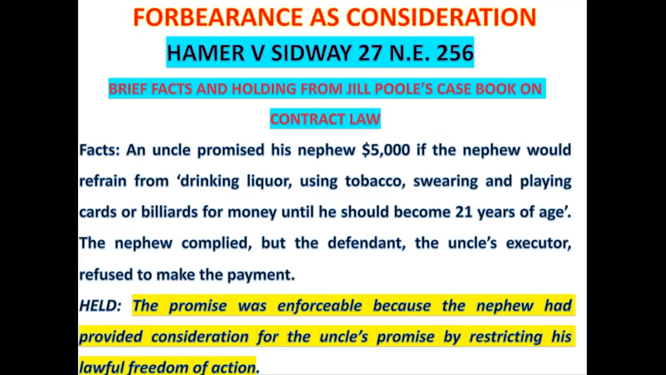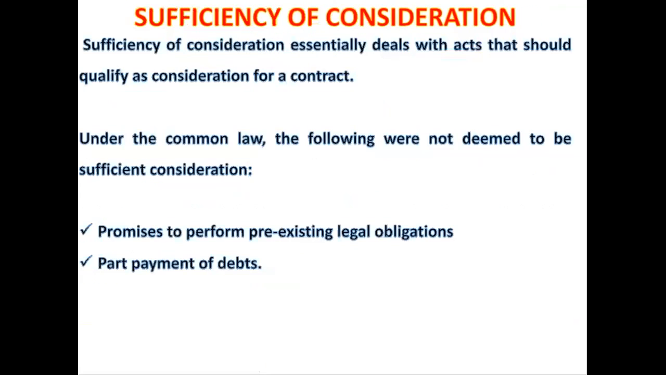The court held that the promise was enforceable because the nephew had provided consideration for the uncle's promise by restricting his lawful freedom of action. The court noted that the nephew had a lawful right to swear, a lawful right to play cards, and he refrained from doing all this. The act of refraining and forbearing to do those things shall amount to a valid form of consideration. So all we have done so far is that we have said that consideration need not be adequate, but it must be sufficient.